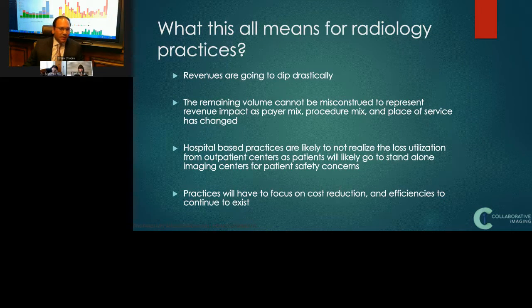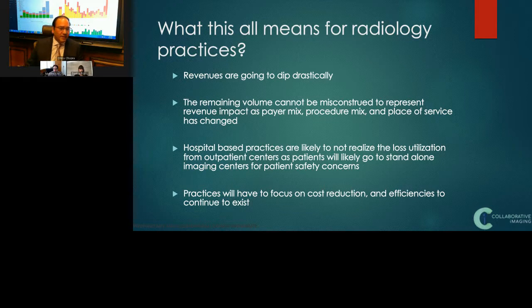So what does this mean for radiology? It means that revenues are going to dip drastically. We're seeing practices go out of business. We're seeing practices trying to sell to other groups. We're seeing independence of these practices at stake now. The remaining volume, again, just because volume's gone down by 20% or 30% doesn't mean that revenue's gone down by 30%. It actually means revenue's gone down by a significantly larger percentage because the payer mix has changed and the modality mix has changed so much that 30% of volume could represent 60% of revenue.